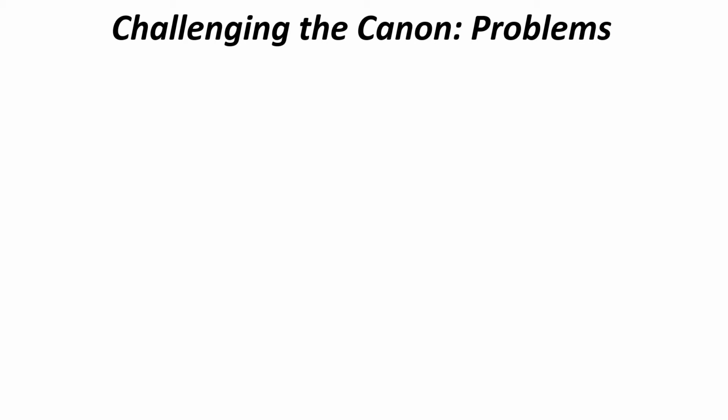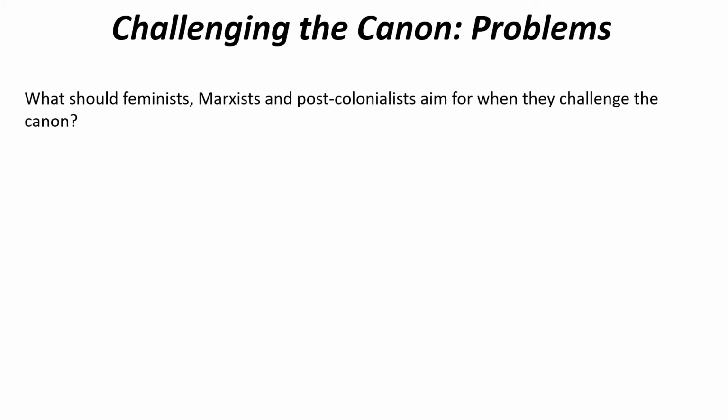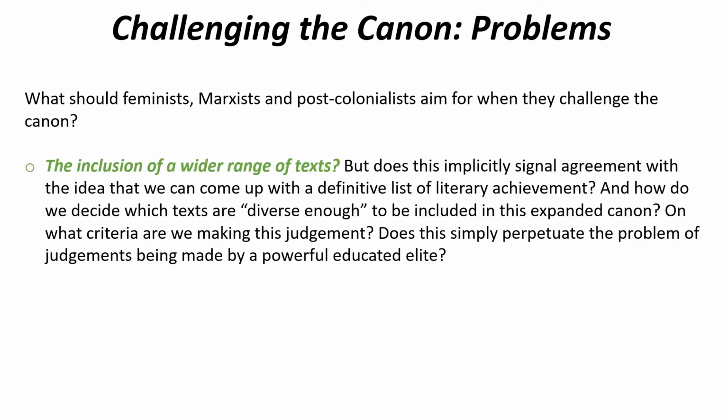There are a number of problems with this, of course, as there are with everything. And I suppose the big question here is, what should feminists, Marxists, and post-colonialists aim for when they challenge the canon? Should they be aiming for the inclusion of a wider range of text in the canon? But there are so many problems with this. Does this implicitly signal agreement with the idea that we can come up with a definitive list of literary achievement? Does it just continue to perpetuate the idea that some people are better than others, some writing is better than others, and therefore it's just another form of limitation on what we should read?